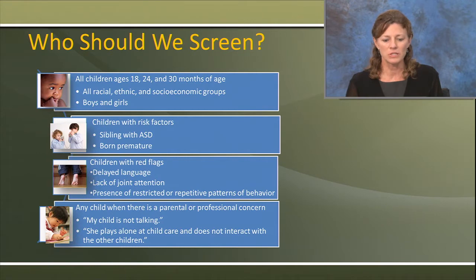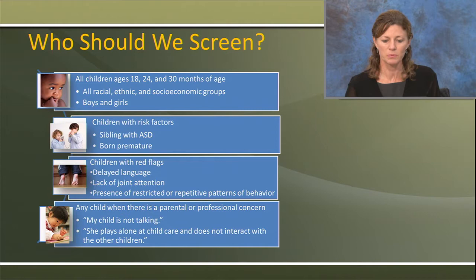We should also be screening children who have risk factors. One of the things with screening is that it's not a one-time ordeal. We don't screen once and say, okay, we've done our job, let's move on and let the child develop as he or she will. But instead we have to continually screen. As I mentioned, 18, 24, and 30 months are the recommendations, but we also have to think about risk factors. For example, if that child has a sibling with autism spectrum disorder, we want to keep a closer eye on that child and perhaps consider more screenings or doing them at different intervals. Another risk factor would be being born prematurely, and we want to keep a close eye on that child as well.